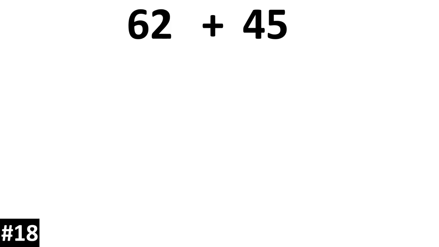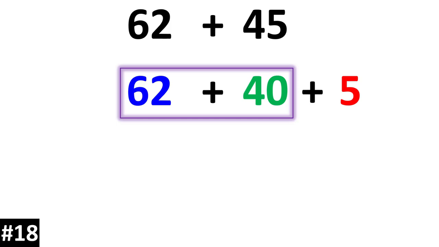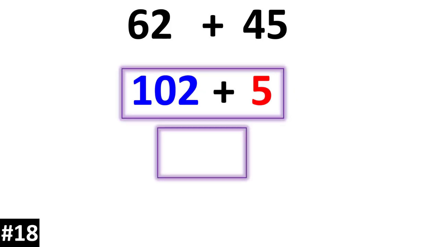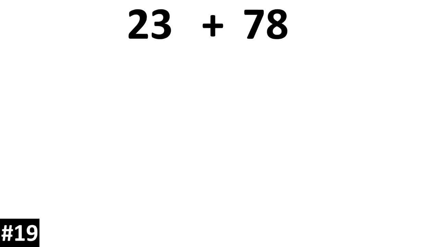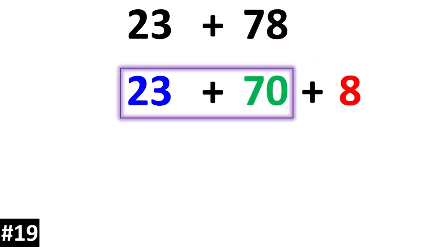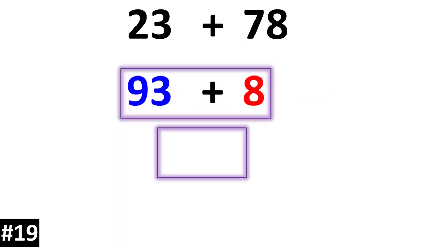62 plus 45. We think of that one as 62 plus 40 plus 5. 62 plus 40 is 102. We add the remaining 5 and we have 107. 23 plus 78 is the same thing as 23 plus 70 plus 8. The 23 and 70 give us 93. And 93 plus 8 gives us the total of 101.